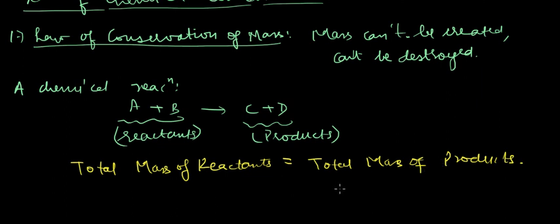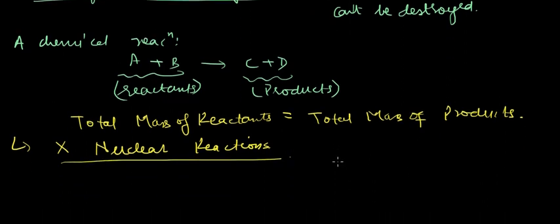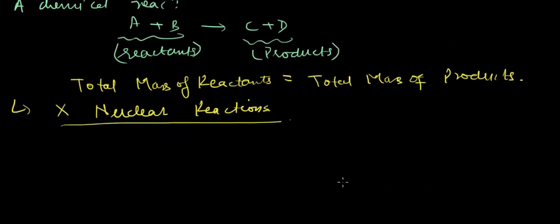Okay, but in case of nuclear reaction, some mass gets converted into energy, so this law is not applicable here. So we are not talking about nuclear reactions. It has a completely different story, which we will discuss in the coming lectures on physical chemistry. Because in nuclear reactions mass may convert itself into energy, this law is ideally not applicable for nuclear reactions. Okay, next let's see law of definite proportion.